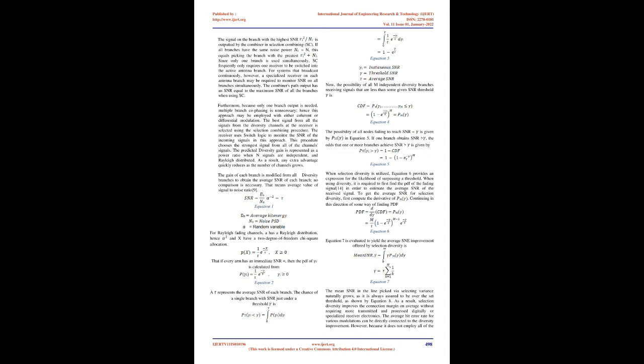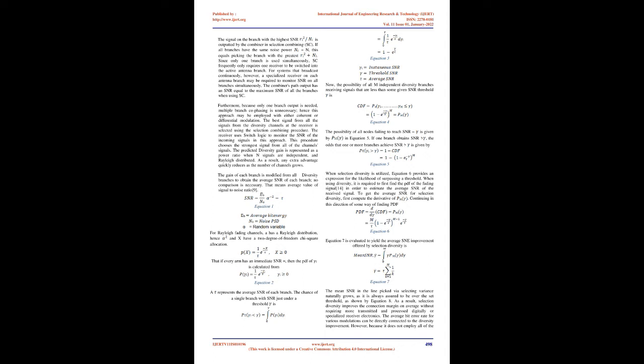on all branches simultaneously. The combiner's output has an SNR equal to the maximum SNR of all the branches when using SC. Furthermore, because only one branch output is needed, multiple branch cophasing is unnecessary, hence this approach may be employed with either coherent or differential modulation.